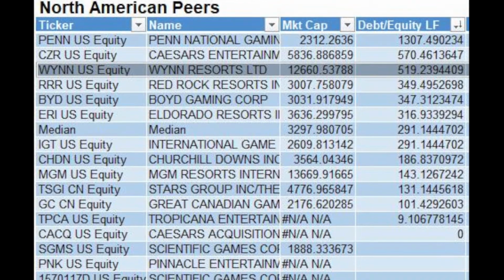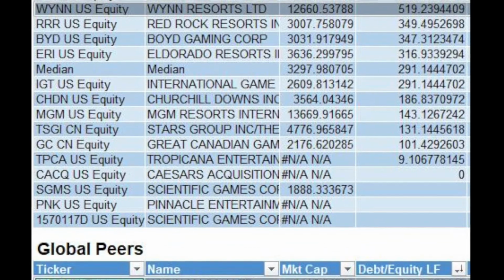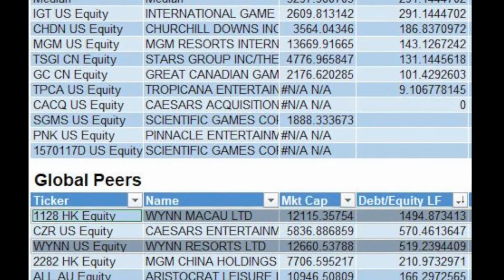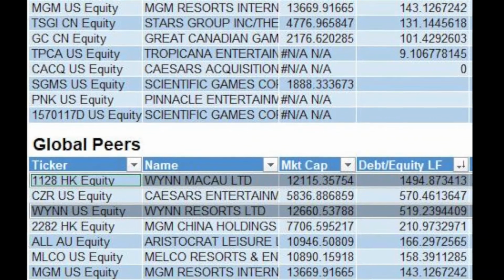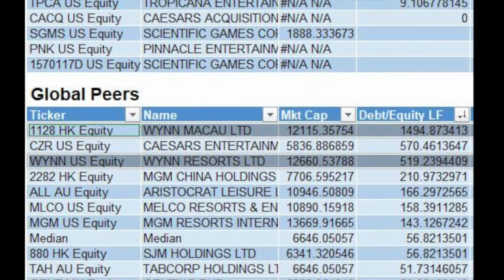Comparing Wynn's debt-to-equity ratio to their North American peers, it is the third highest behind Penn National Gaming and Caesars Entertainment Group. Among global peers, Wynn Macau is the most levered firm, while Wynn Resorts is the third most levered firm from the sample peers.